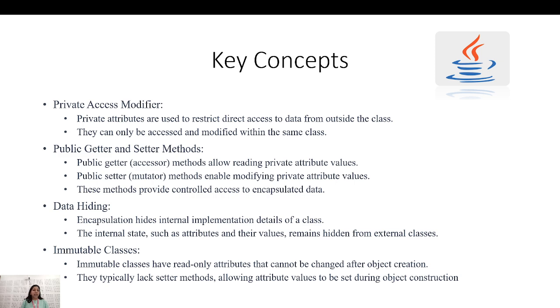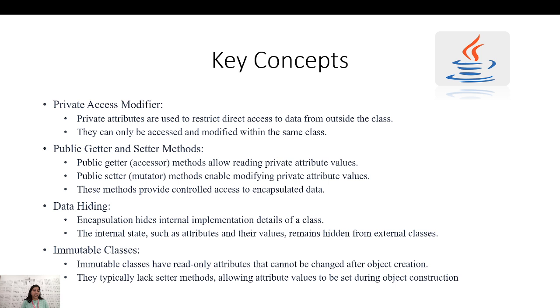The second is the public getter and setter methods. If we declare the attributes as public, then how can we control access to that data? By using public getters, also called accessor methods, to allow reading of the private attributes, and setters, that means to set the values of those private attributes, also called mutator methods, which enable modifying the private attribute values. These methods provide controlled access to the encapsulated data.